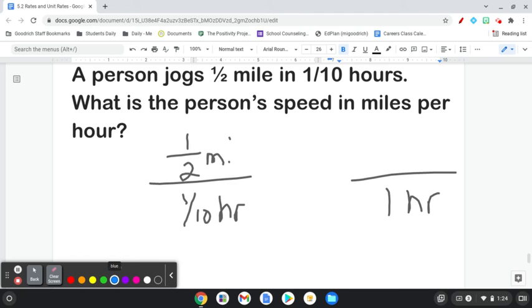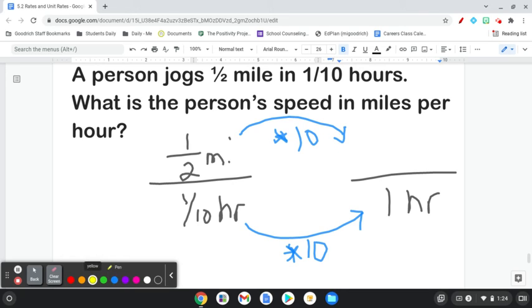Well, we can see that to get from 1/10 of an hour to 1 hour, we're going to times by 10. So to get from 1/2, I also need to times by 10, which is going to give me an answer of 5 miles in 1 hour. So sometimes the fractions can be a little bit difficult, so we really want to make sure that we're trying to figure out how to get from one number to the next.